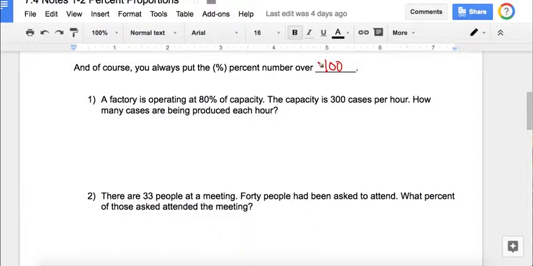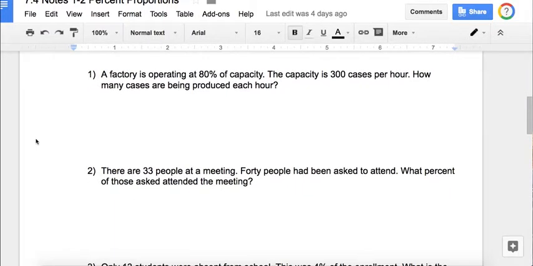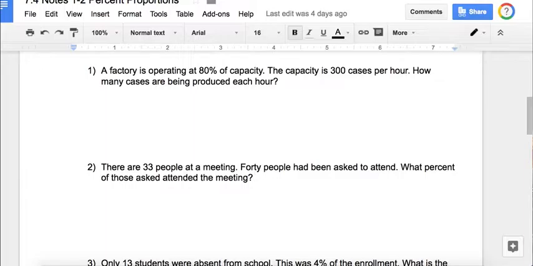Okay, now we're going to look at two examples on this page, and we'll look at several more on the next page. So remember, part over whole equals percent over 100. So a factory is operating at 80% of capacity. The capacity is 300 cases per hour. How many cases are being produced each hour?